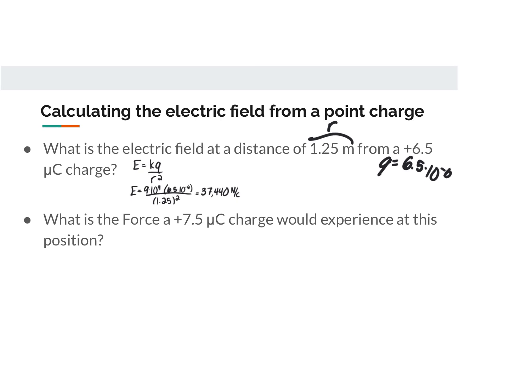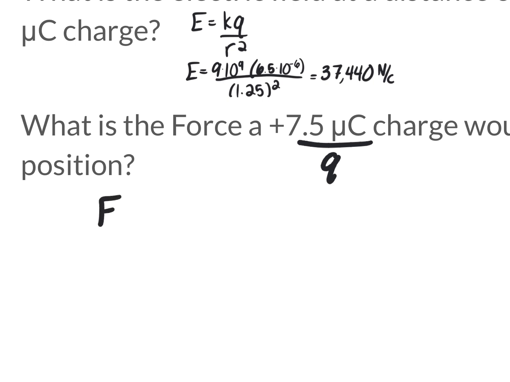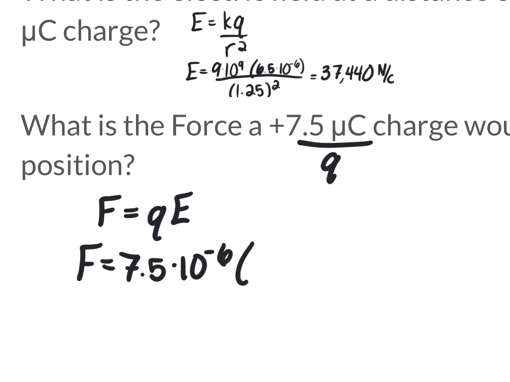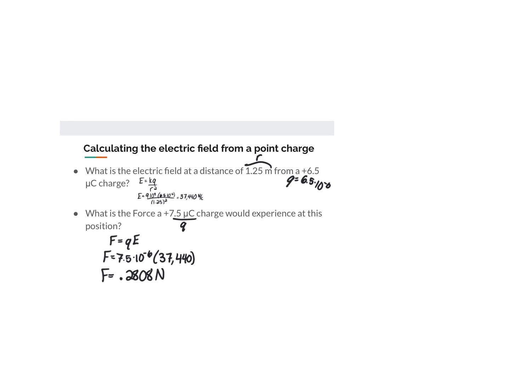A positive 7.5 microcoulomb, here's my new charge, would experience at this position. Well, I can use the formula from the last slide. F equals QE. Sorry, I guess it was a couple slides ago. The force, I'm going to put a 7.5 micro. Micro is 10 to the negative 6. And then multiply by my electric field, 37,440. And I'm just going to multiply. And I'm getting 0.2808 newtons. There was your quick introduction to electric fields.